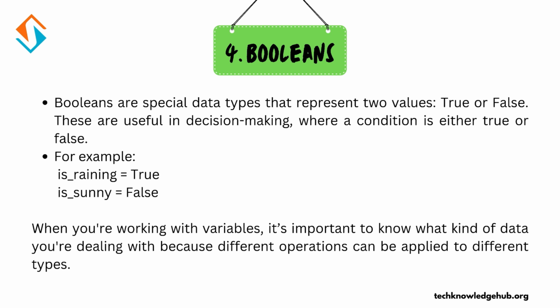Fourth is Boolean. Booleans are special data types that represent two values, True or False. These are useful in decision making where a condition is either true or false. Here's an example: is_raining = True and is_sunny = False. When you're working with variables, it's important to know what kind of data you're dealing with because different operations can be applied to different types.